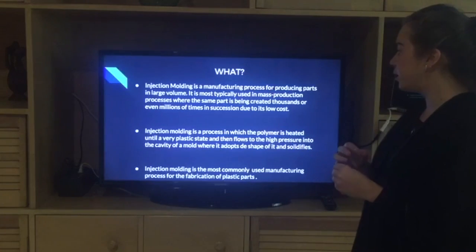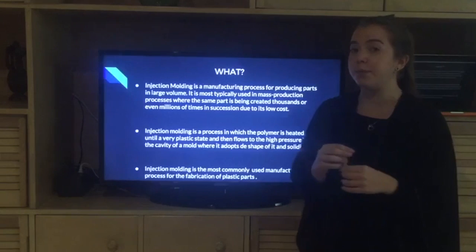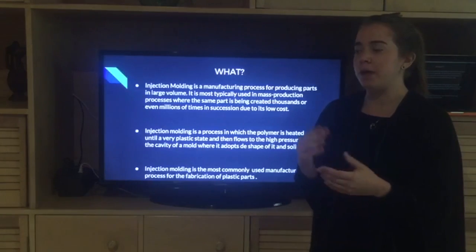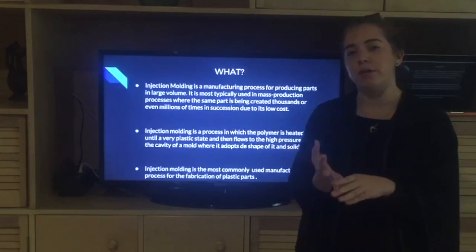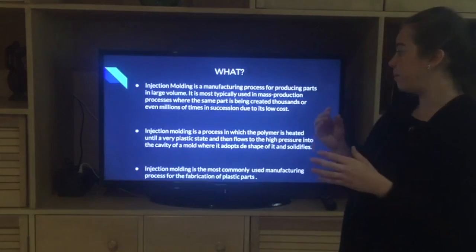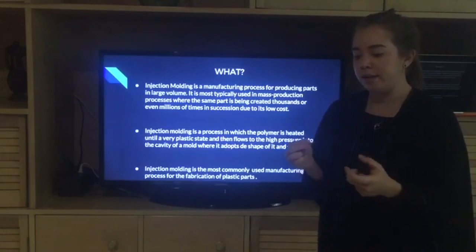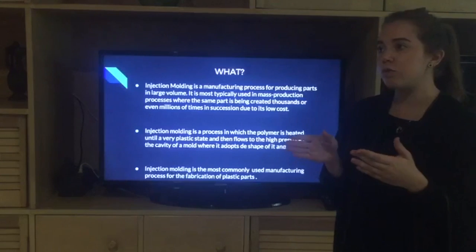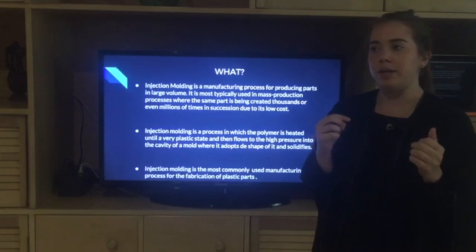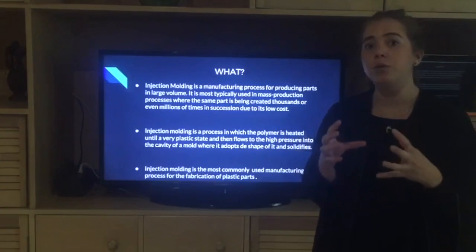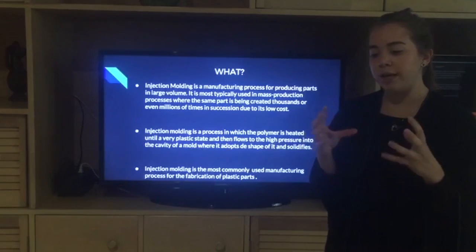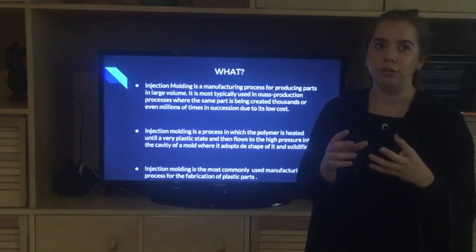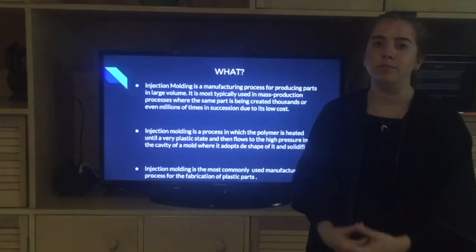Injection molding is a process where the polymer, which due to its properties is typically a thermoset or a thermoplastic, is heated until it reaches its melted state. It flows until it gets into the cavity of a mold, and in this mold it adopts the shape and solidifies after it's cooled down.